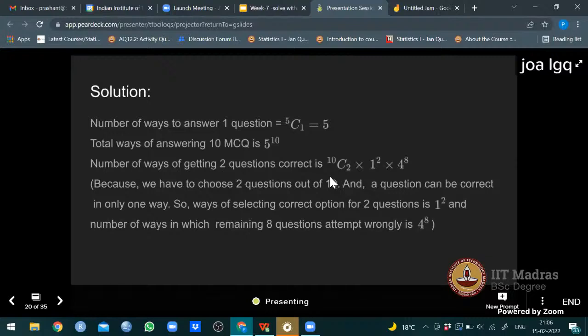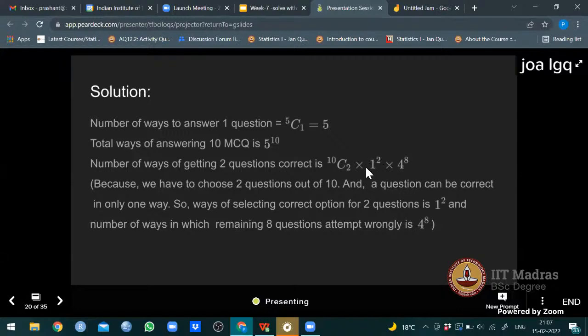And for MSQ, no worry about that, I will discuss what the answer and approach will be. See, you are getting this point. 2 questions are correct means any 2 out of 10 can be correct. That means 10C2. For one of these questions there is one way to be correct, so for both questions it will be 1 into 1, that is 1 squared.